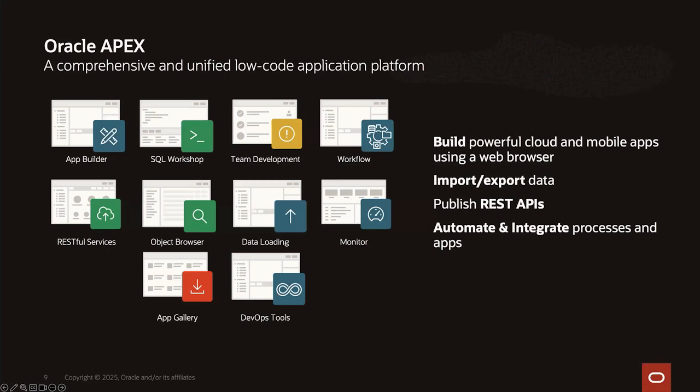Now let's talk a little bit more about what tools you actually get within Apex. Your four main ones are going to be App Builder, SQL Workshop, Team Development, and App Gallery. You'll probably spend most of your time in App Builder. This is where you'll build your forms, charts, pages using wizards and drag and drop. Then SQL Workshop you'll use for writing and testing your queries. You have tools to track your bugs and tasks within Team Development. And there's a visual workflow designer to automate your approvals and handoffs. And you can also create and consume REST APIs with RESTful services.